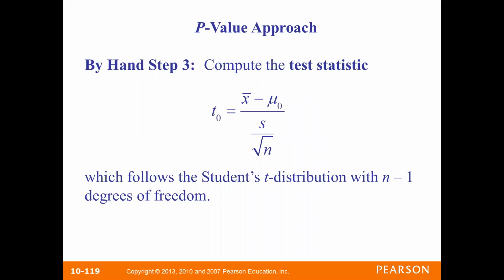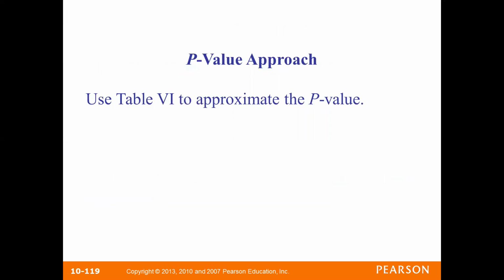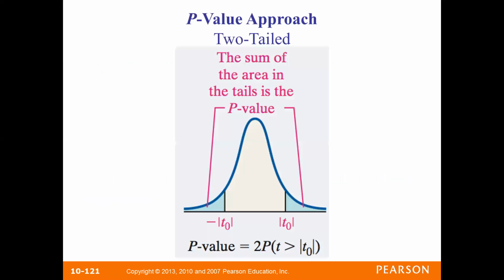For the p-value approach, we'll still calculate the t-statistic, but now instead of comparing to some critical value, we'll estimate how often this value occurs by looking at something in our t-table and trying to determine what probability it is associated with. So we will use the t-table to approximate that p-value. So in other words, we will look up our t-value in the table, and try to come up with an approximate area.